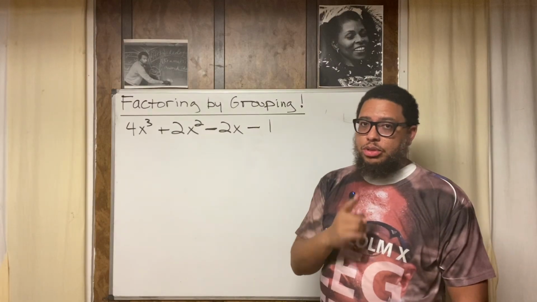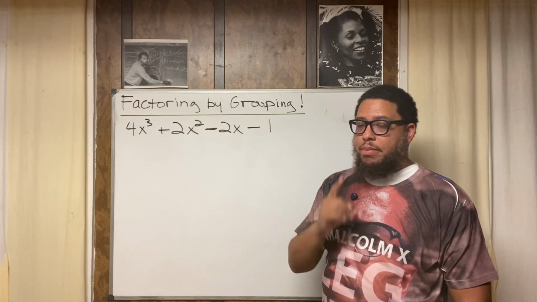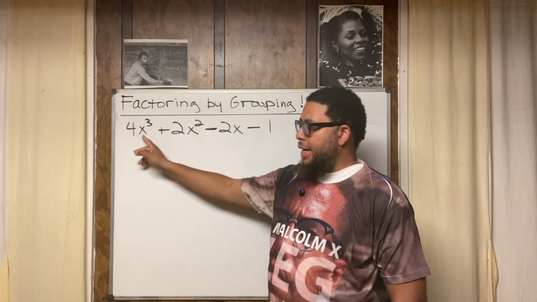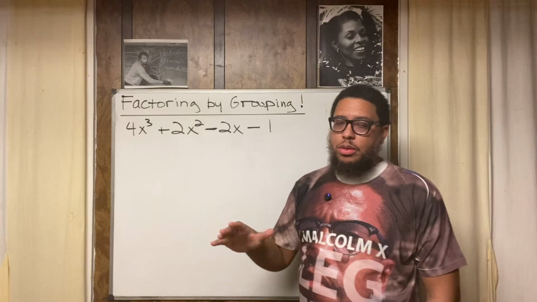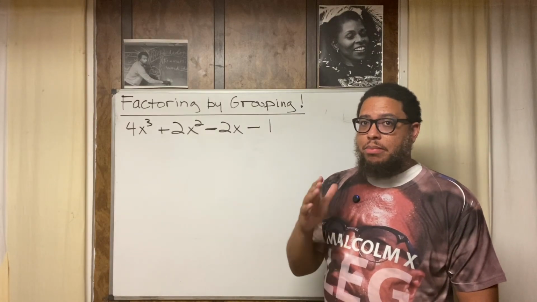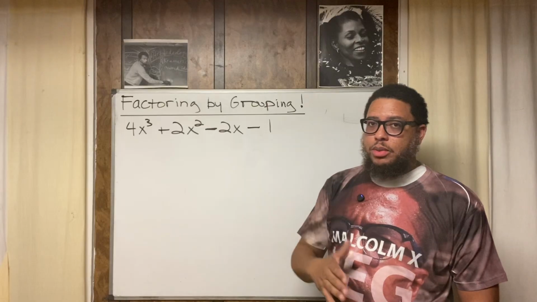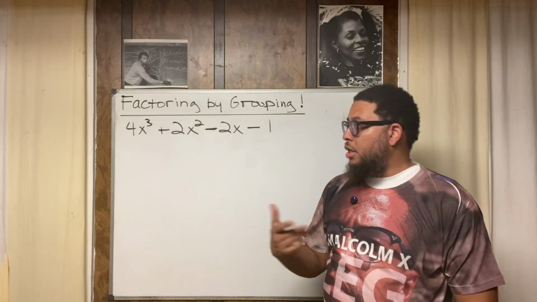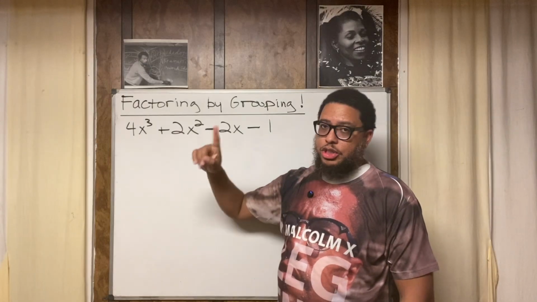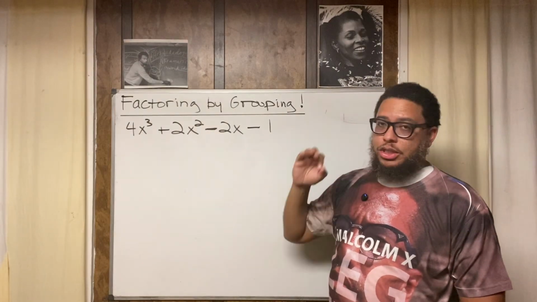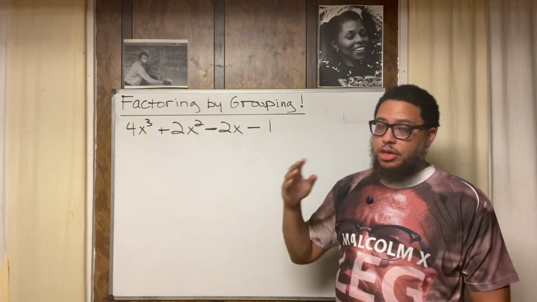And also something else you should know is that terms are separated by plus and minus signs. So it's not like 4 is a separate term and x cubed is a separate term, because terms aren't separated by multiplication or division signs. Terms are separated by plus signs and minus signs. That's one of the foundational and fundamental rules of algebra that you have to understand. All right. So 4x cubed is your first term. 2x squared is your second term. Negative 2x is your third term. Negative 1 is your fourth term.